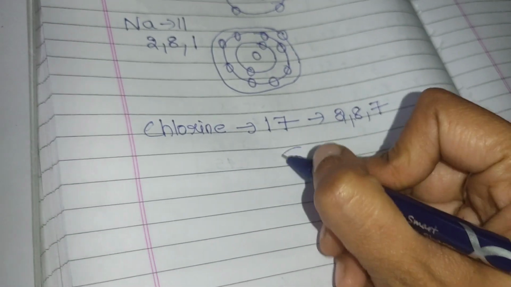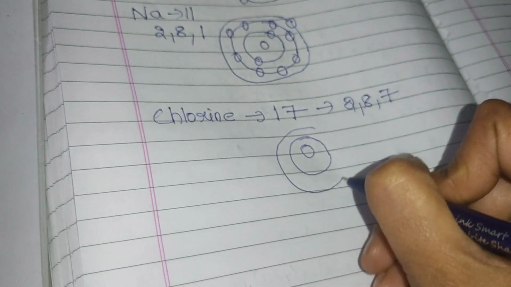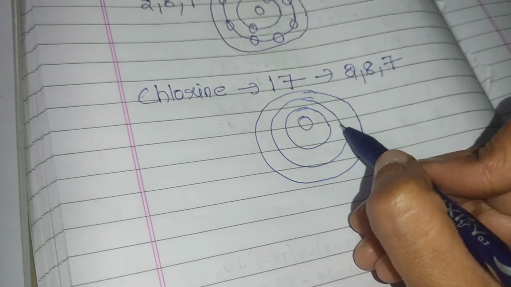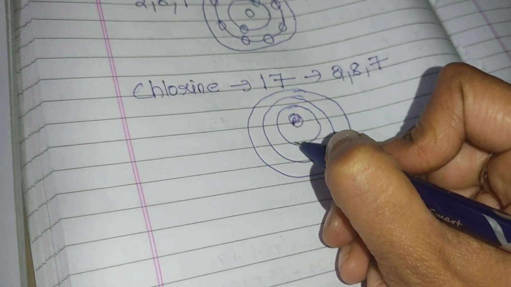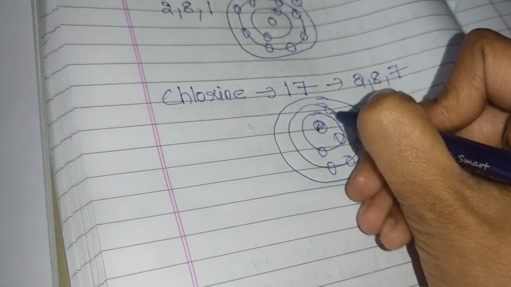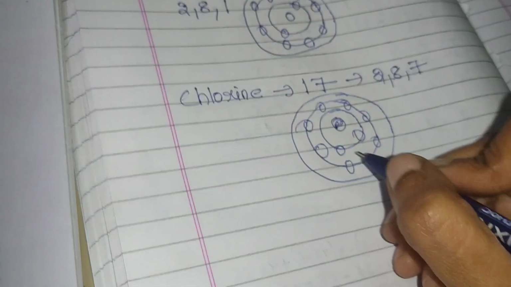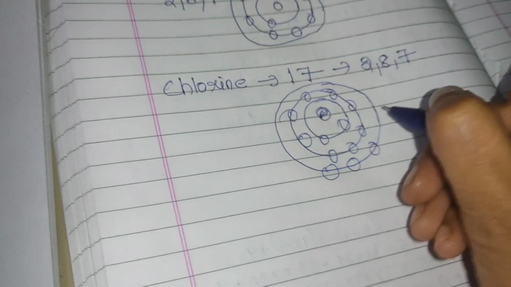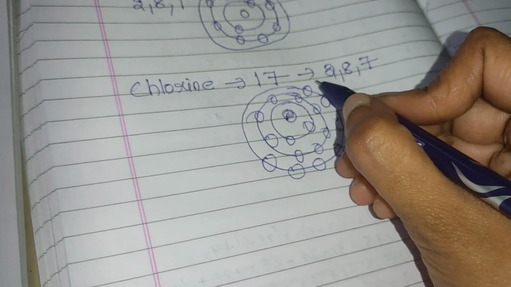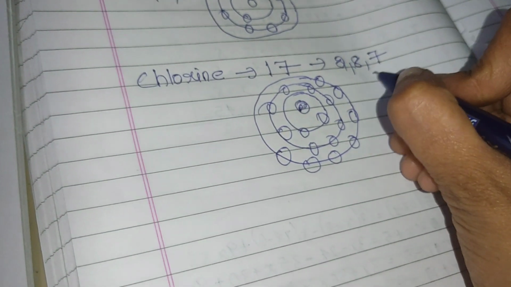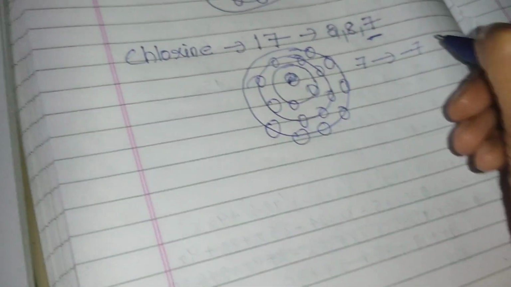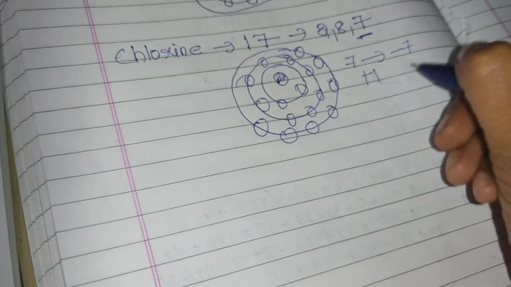I will just draw it also so that it will become easy for your understanding. Three shells are there, so I drew 3 structures. This is the nucleus. 2 electrons in the K shell, 8 electrons in the L shell, and in chlorine's outer shell 1 2 3 4 5 6 7. For valency we take only the outermost shell electrons. It is 7. So is it easy to remove 7, or to just add 1 to make it an octet?